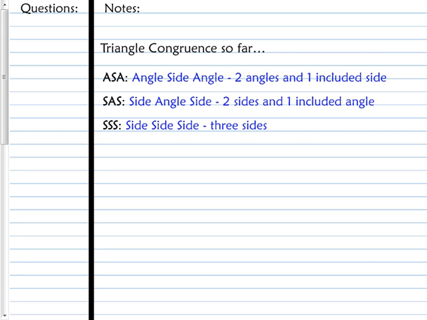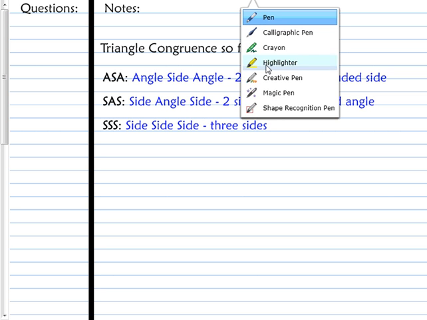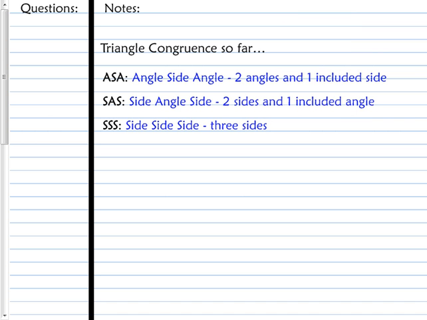So far about triangle congruence, we know that ASA means angle, side, angle. I'm going to try to highlight, and the Smartboard's been giving me a hard time lately. Hopefully it'll work for us today. There we go. We'll do green.